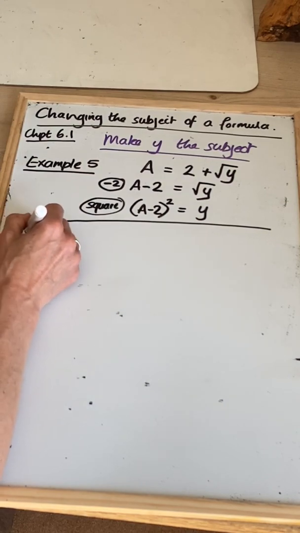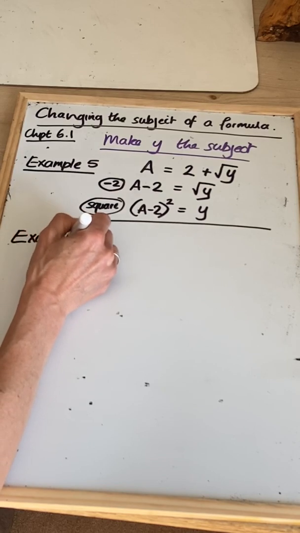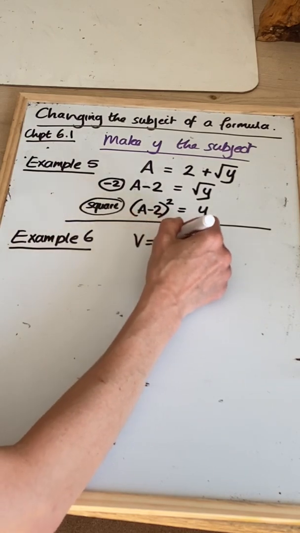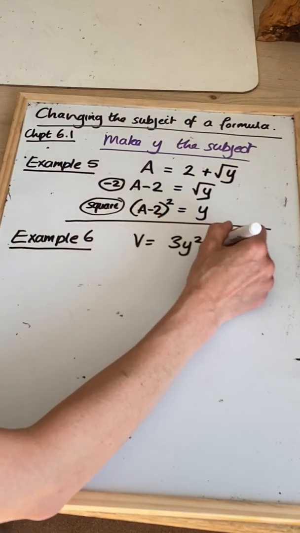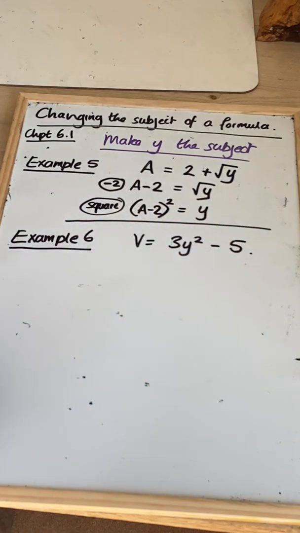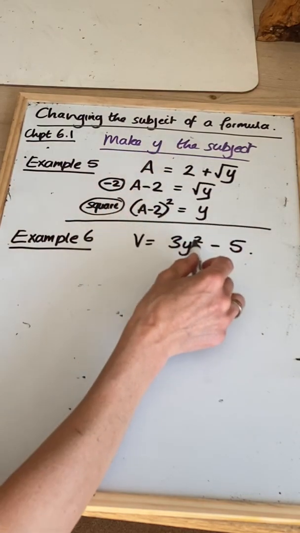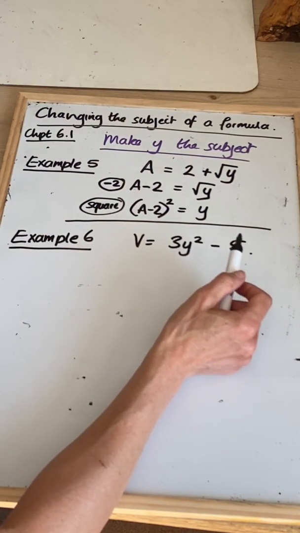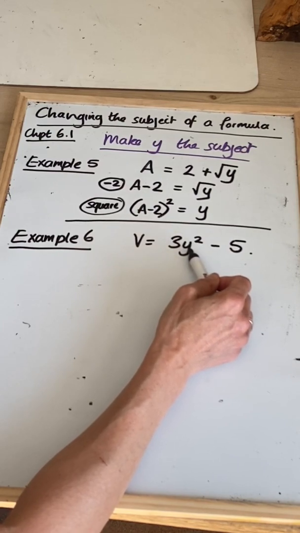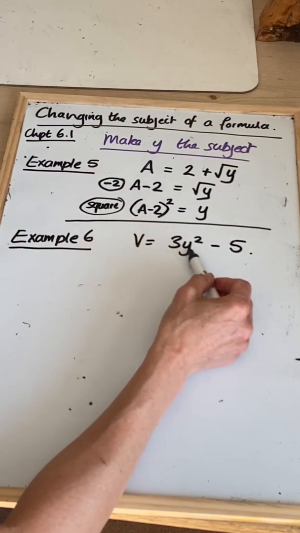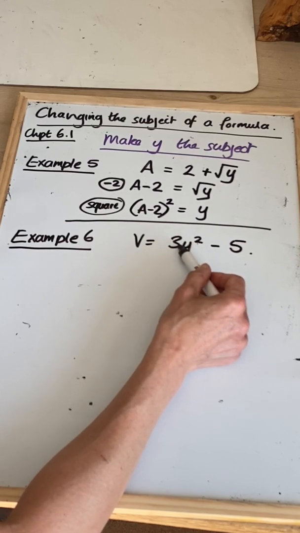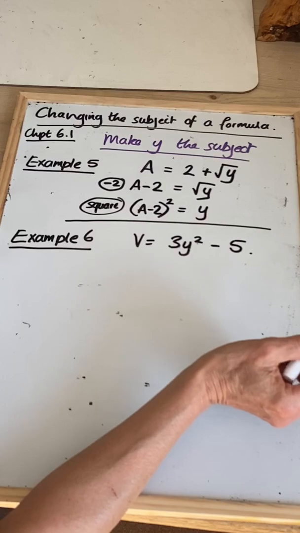Okay, example 6. Just introducing these squares and square roots. So this time I've got V equals 3y squared minus 5. I want to make Y my subject. What has happened to the Y here? Well, a few things have happened to it. Think about BODMAS and this 3 and this 2. The first thing that's happened to it, we always do powers first or index first, don't we? So it's been squared, then it's been multiplied by 3, and then it's had 5 taken away from it.